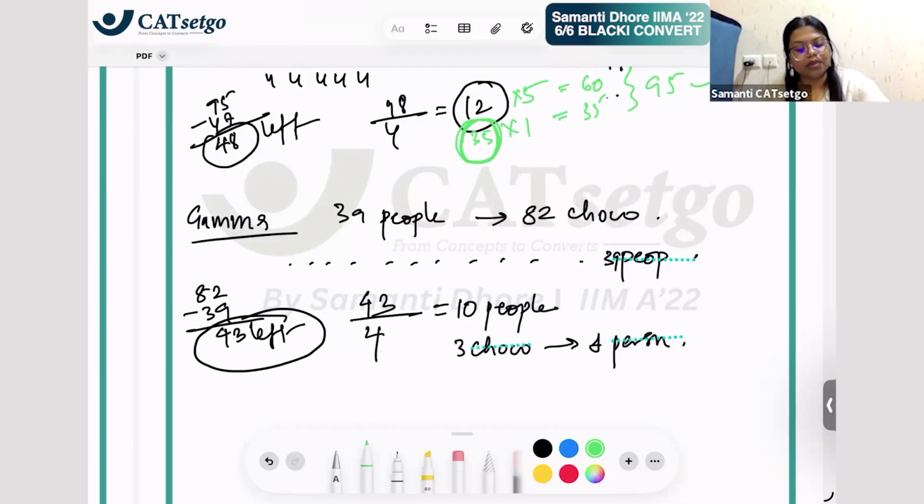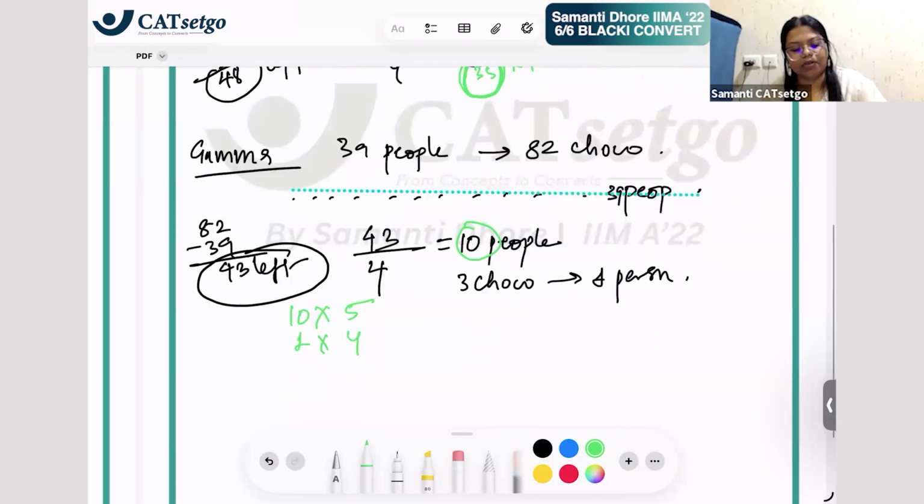The divide is, 10 people got 5 chocolates each. Then there was one person who got 4 chocolates, because this is 3 extras. So 4 chocolates, that's 11 people. And the remaining people is how much? 28. So 28 end up getting 1 chocolate each. Is it adding up? This is adding up to 39 for sure. This is adding up to 50 and 4 and 28, which is 82 for sure.